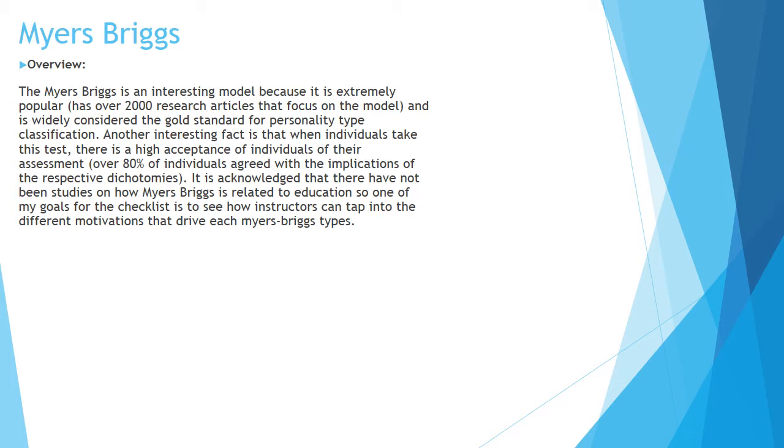So based on stable personality types, you can see different motivations, and motivations drive learning for individuals. So we can look into the different dichotomies, and then later we can have a checklist based on how instructors can maintain motivation for students.